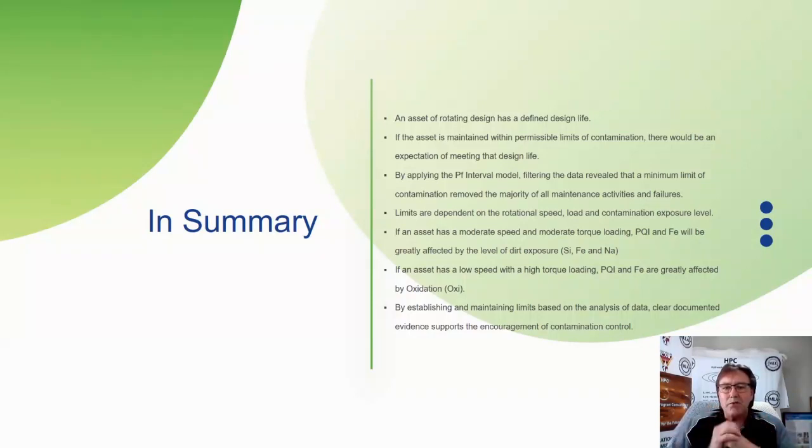If an asset has a moderate speed and a moderate torque loading, PQI and FE will be greatly affected by the level of dirt exposure. If an asset has a low speed, high torque loading, again the iron generation is greatly affected by oxidization. By establishing and maintaining limits based on the analysis of data, clear documented evidence supports the encouragement of contamination control. And we use this as part of our contamination control program, and also our oil analysis program, on how to reach that design life.